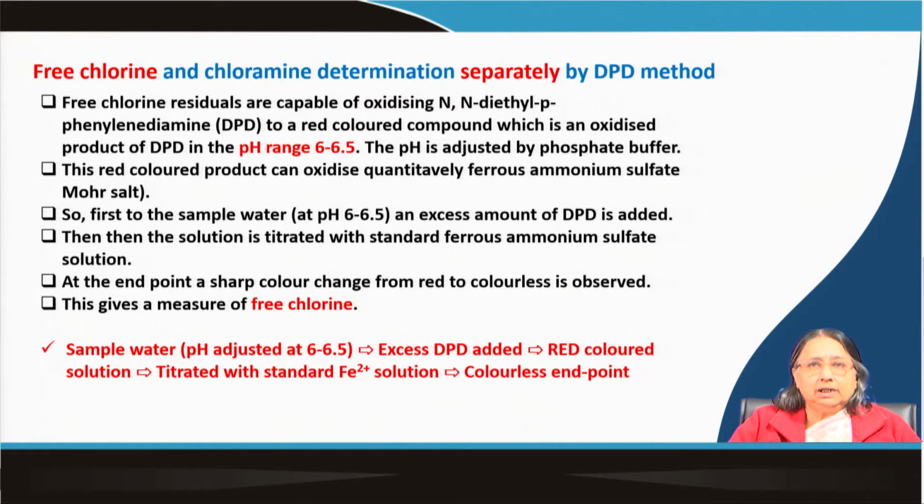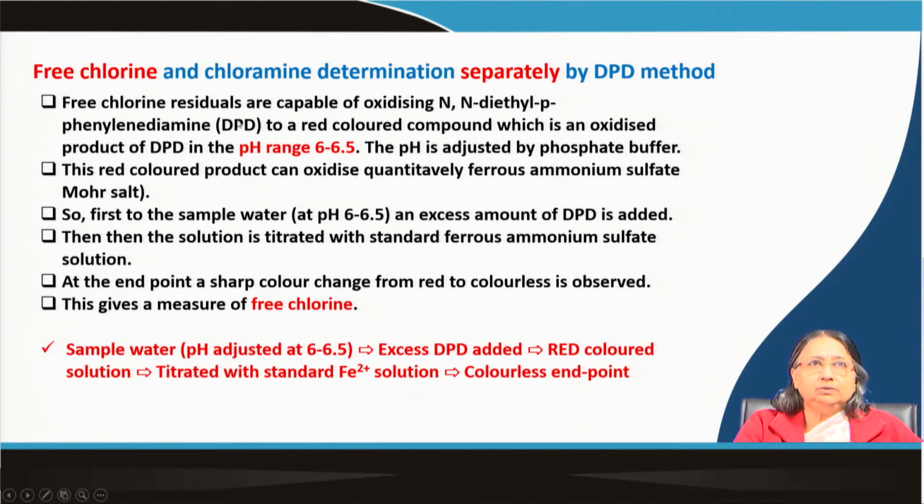Now, you understand that the iodometric method can be used in low pH conditions, and it can be used for total residual chlorine determination. Now, here it is free chlorine and chloramine determination separately. Sometimes we need to do this by the DPD method. How can it be done? It is a very interesting method. You have to listen carefully.